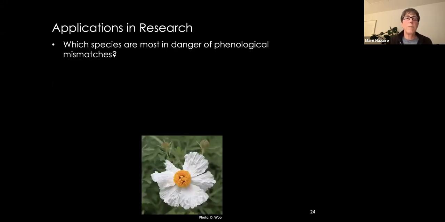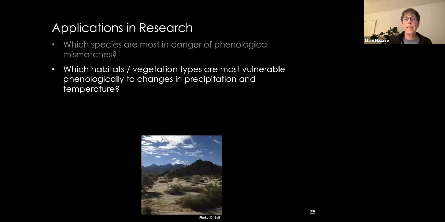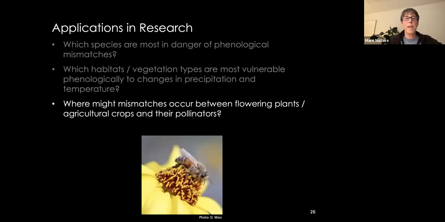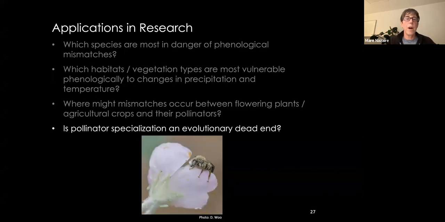So, applications in research involved with this TCN. The TCN hopes to answer such questions as which species are most in danger of phenological mismatches, which habitats or vegetation types are most vulnerable phenologically to changes in precipitation and temperature, where might mismatches occur between flowering plants and agricultural crops and their pollinators, and is pollinator specialization an evolutionary dead end.